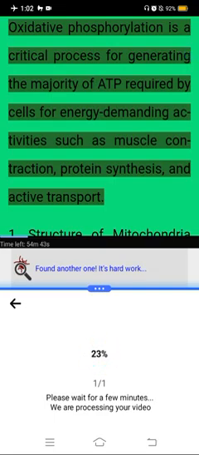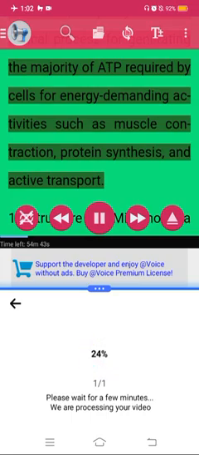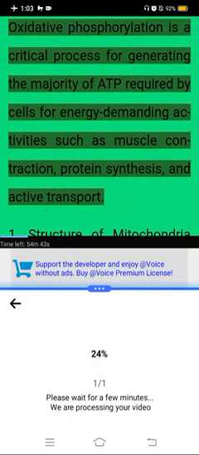Oxidative phosphorylation is a critical process for generating the majority of ATP required by cells for energy-demanding activities such as muscle contraction, protein synthesis, and active transport.